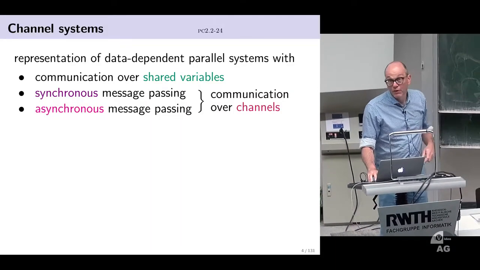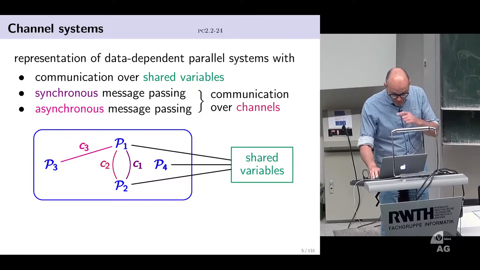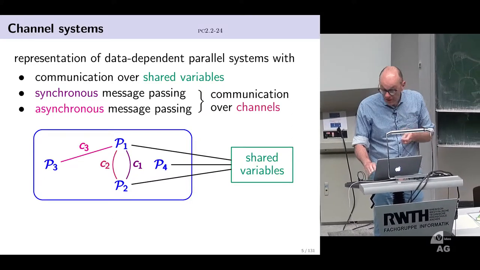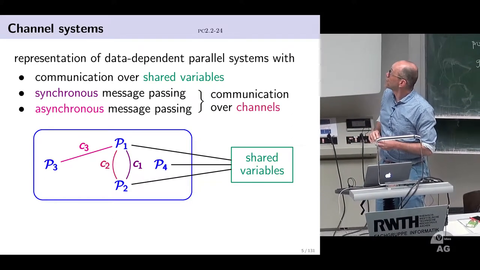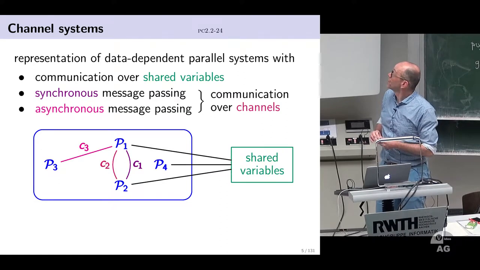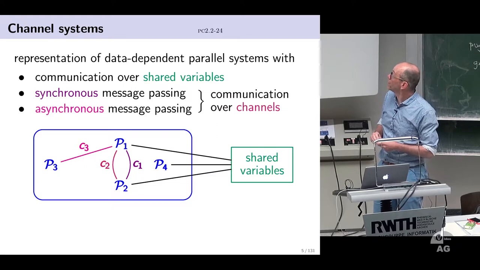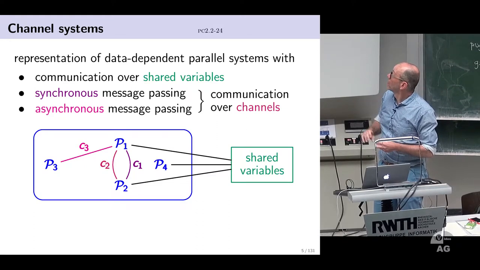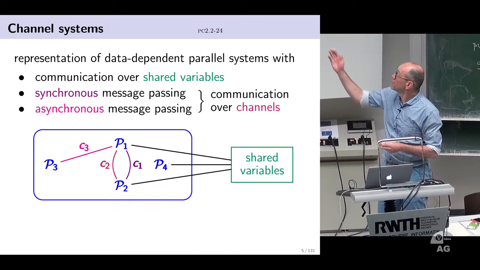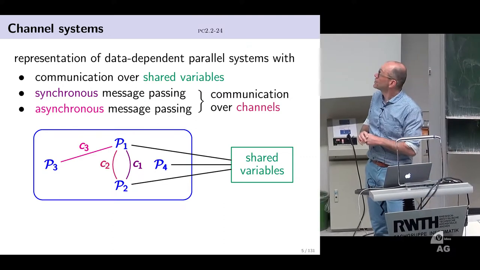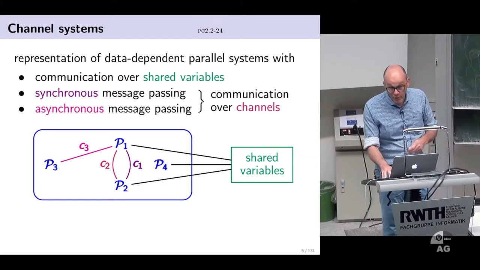Good, and we call those buffers channels. So here is the idea. In this case, we have four processes. We have channels between these processes. For instance, C3 is a channel between P3 and P1. C1 is a channel between P1 and P2, and C2 is a channel between P2 and P1. And you have shared variables.